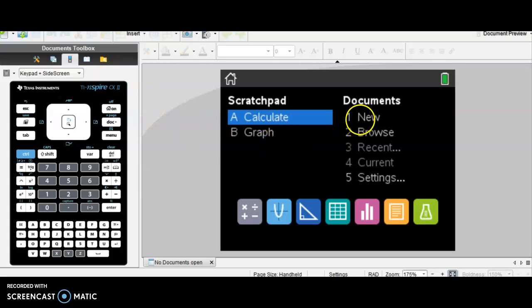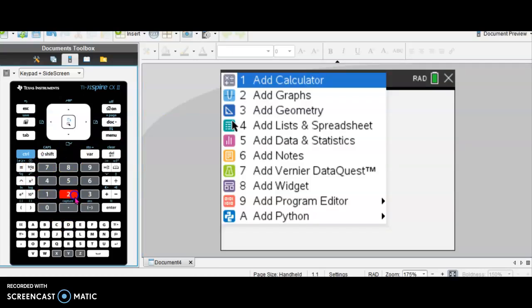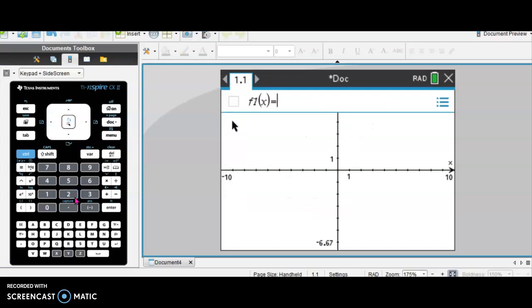What I would personally do is hit number 1 for new. We're going to make a new and then add a graph, number 2. Okay. And so from here, we are allowed to type in our function. Remember, it could be x and it could be y, but in the calculator it says f of x equals. You do not need to retype y equals or f of x equals. Start after the equal sign.